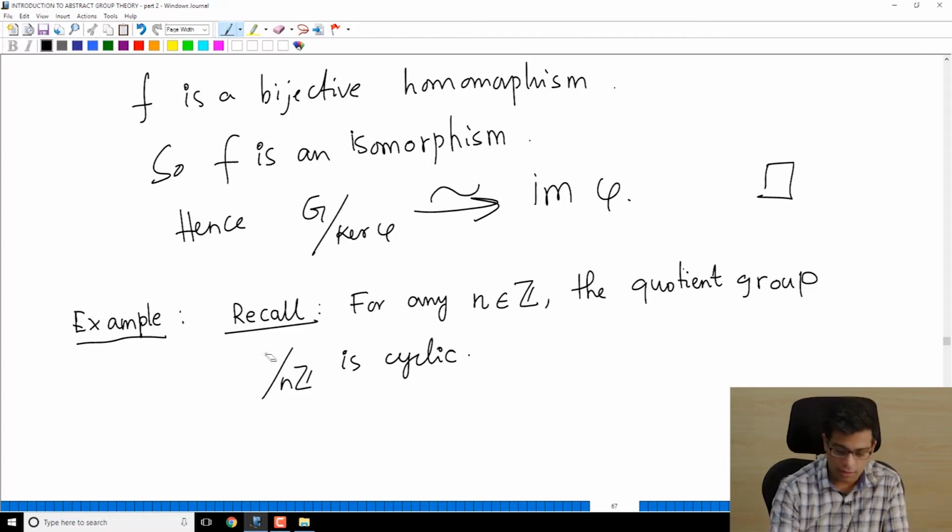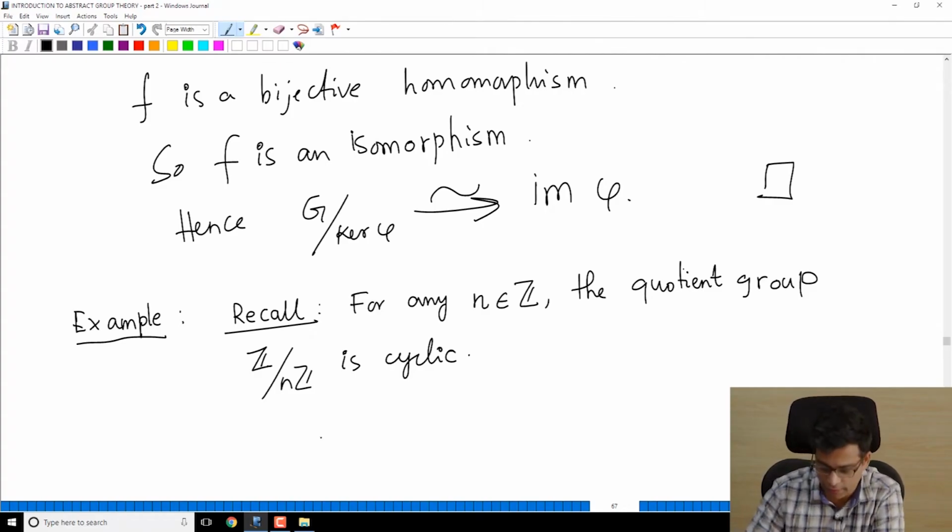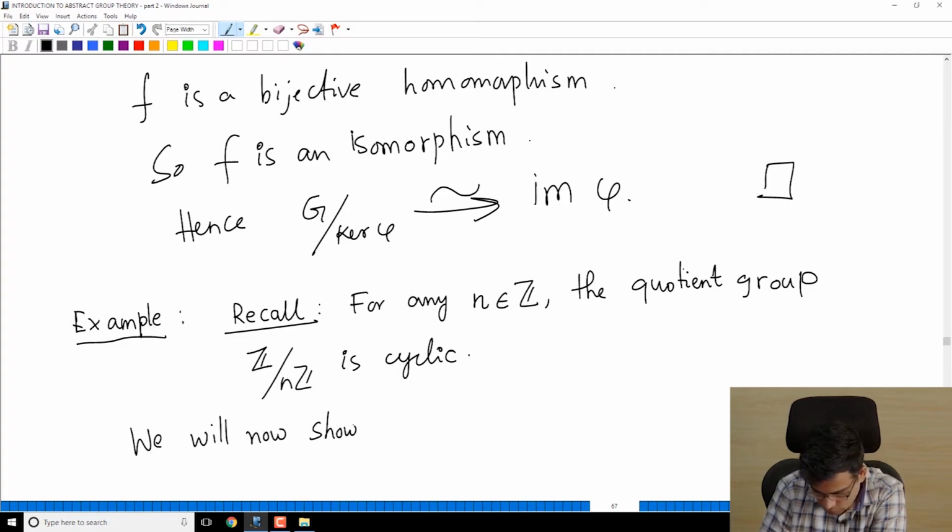This I did in one of the previous videos, where after we talked about quotient groups, we explicitly calculated quotient groups for subgroups of Z. So in particular, Z mod nZ we concluded was cyclic. I left the last part for you to check as an exercise. Now we will show a sort of converse for this.